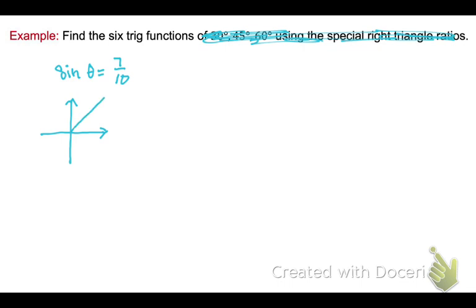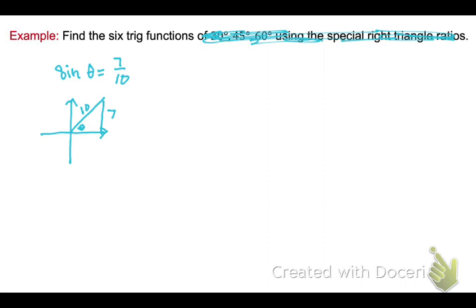Okay, so if it was -7/10, it'd be a negative, sine is opposite, right? It'd be a negative y. So that would be in the third or the fourth quadrant, wouldn't it? So this is theta. Where does 7 go? 7 goes on the opposite of theta. How do you know that? Because sine is opposite over what? Hypotenuse.